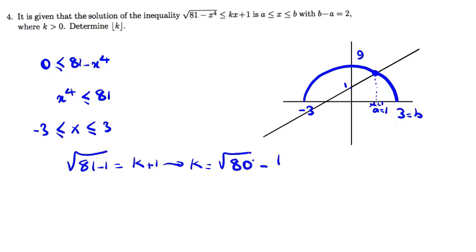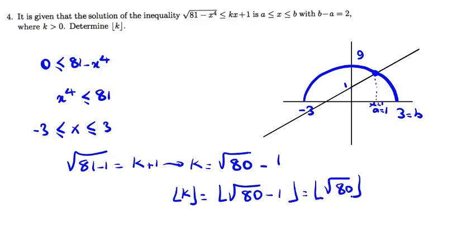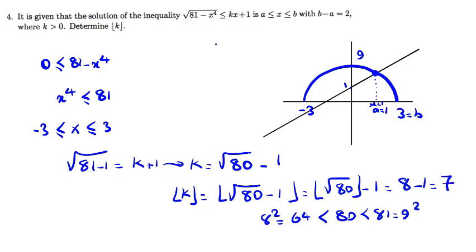Now we should consider the floor of this k. So floor of k equals this, because -1 is an integer, you can take it outside. The square root of 80 will be 8 point something, because the square root of 81 is 9, so it is less than that, and 80 is greater than 64, less than 8 squared, less than 9 squared, so the floor of the square root will be 8, minus 1, so the answer is 7.